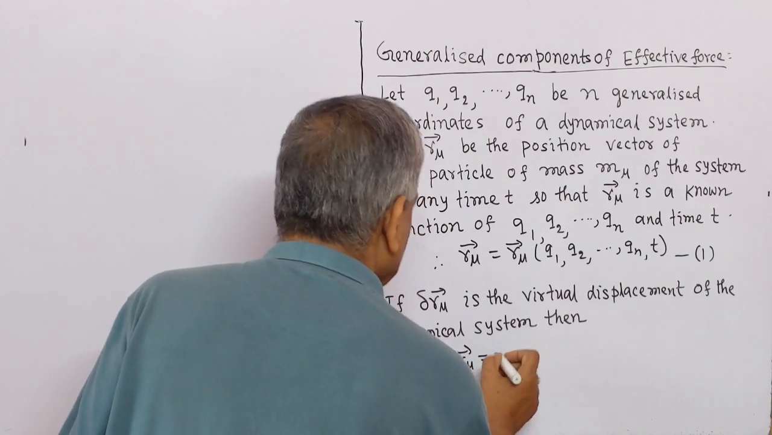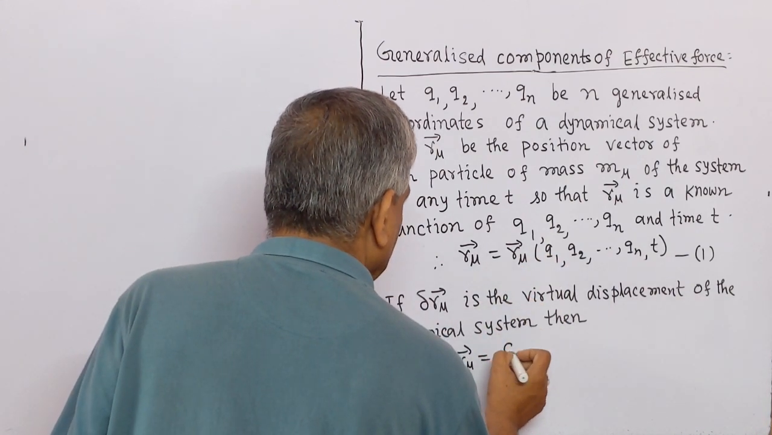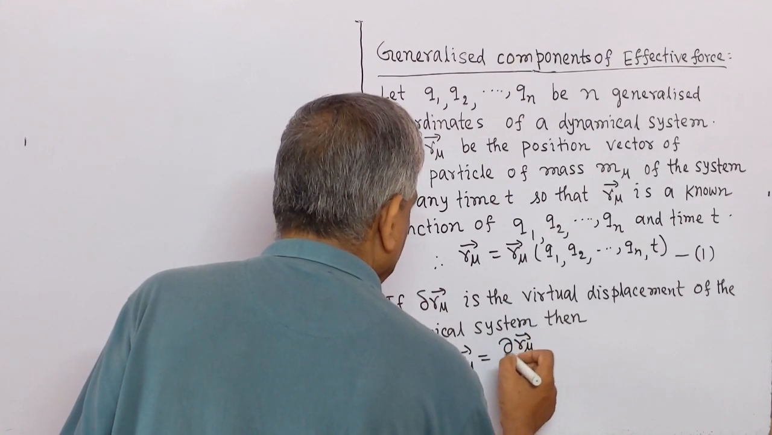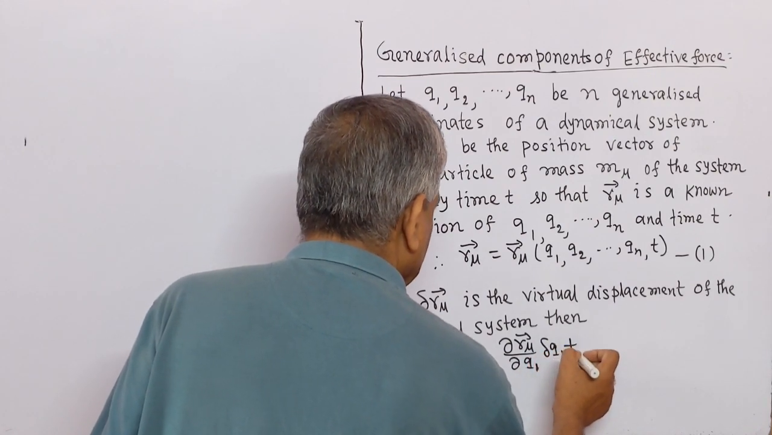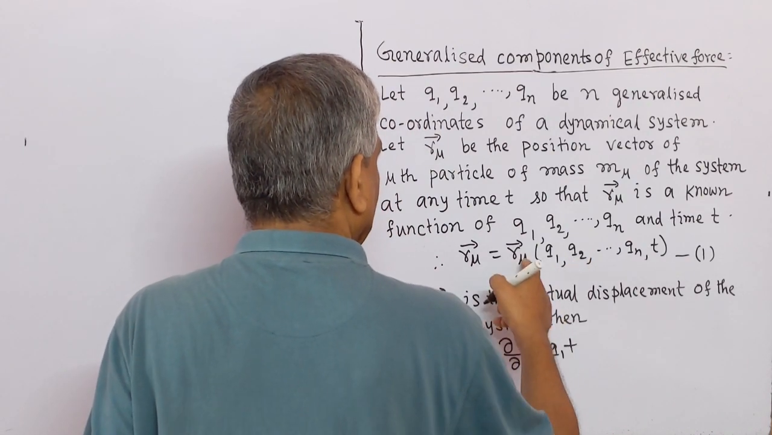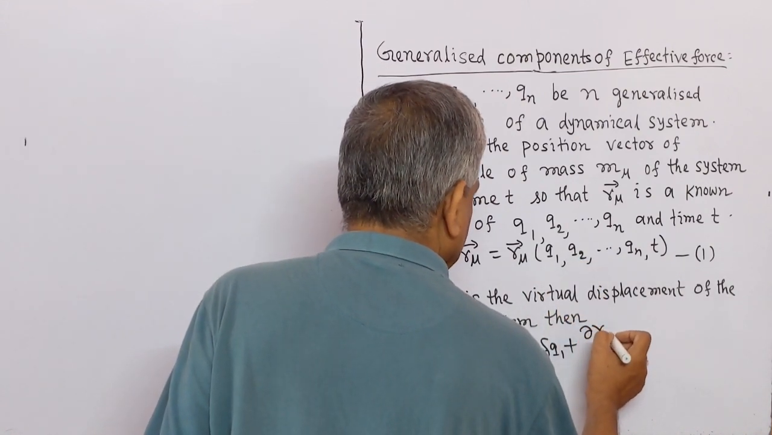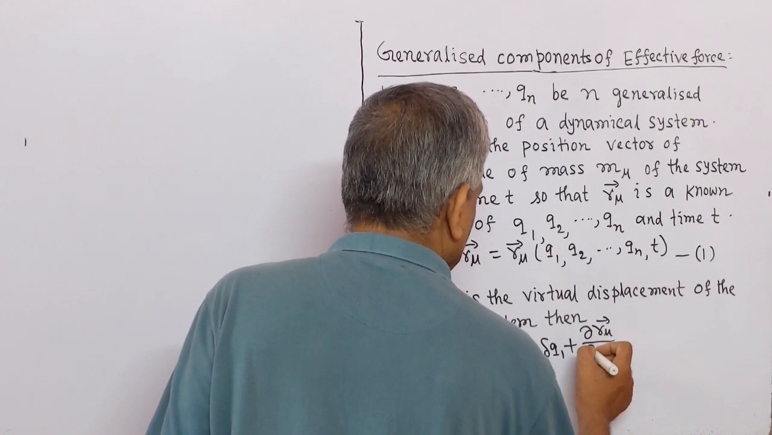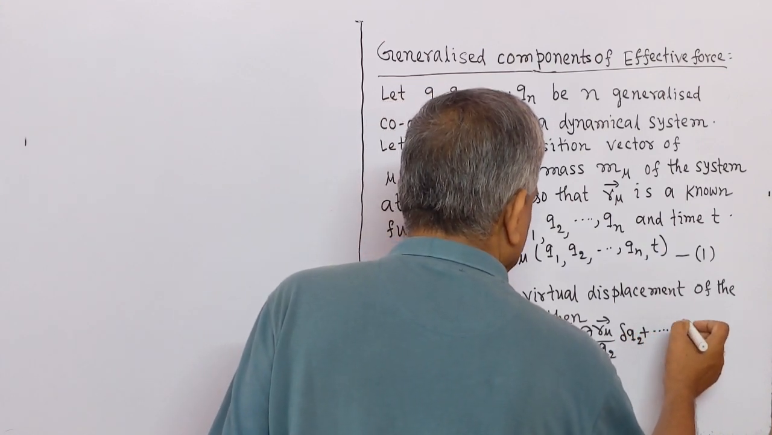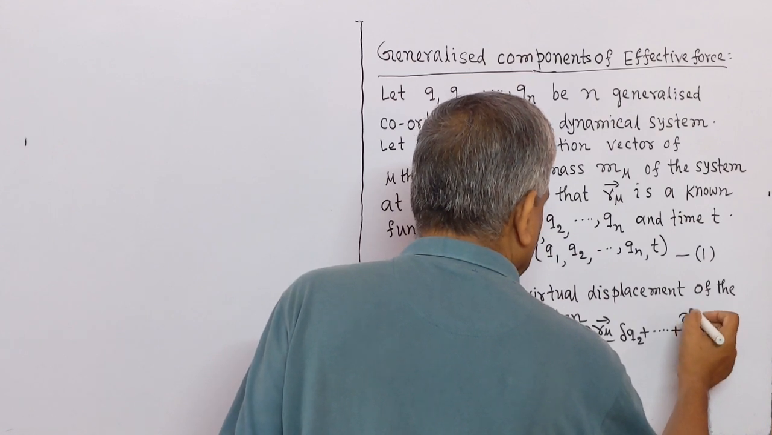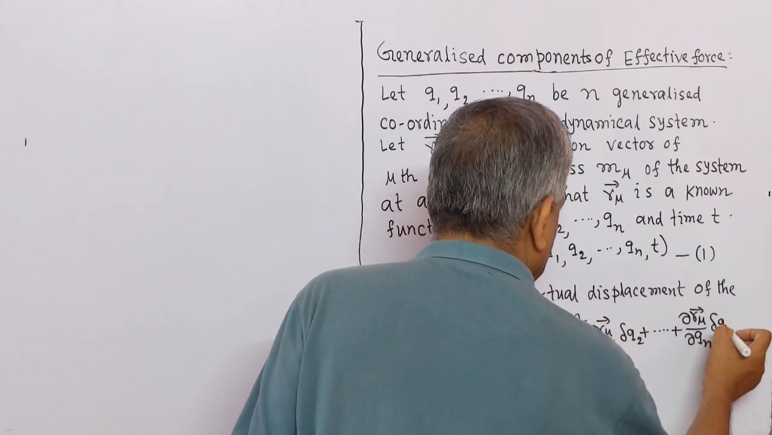If delta r mu vector is the virtual displacement of the dynamical system, then delta r mu equals, firstly we differentiate partially r mu vector with respect to q1, delta q1, plus the partial derivative of r mu vector with respect to q2, delta q2, plus ..., plus the partial derivative of r mu vector with respect to qn, delta qn.